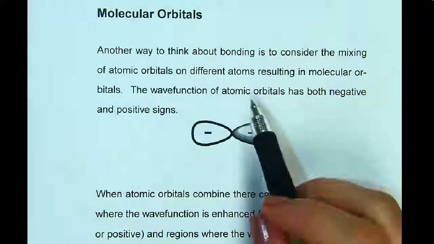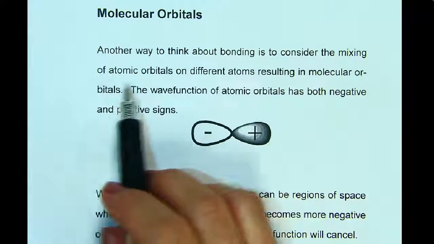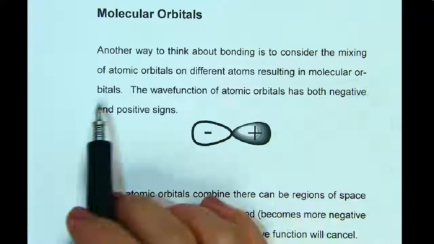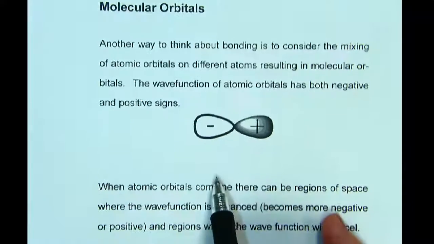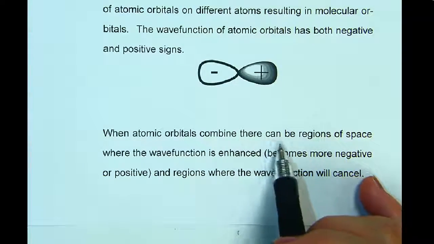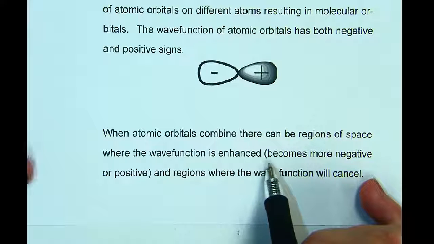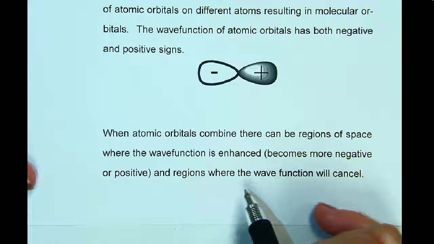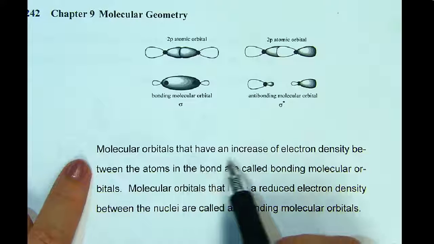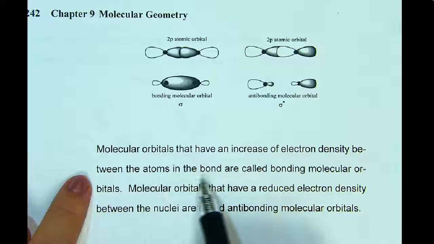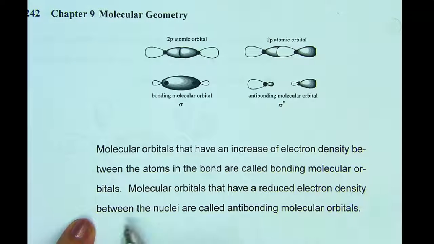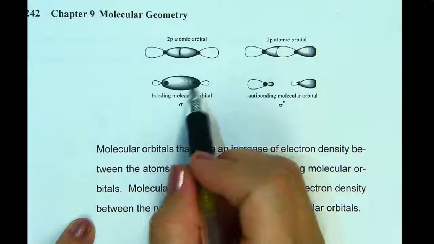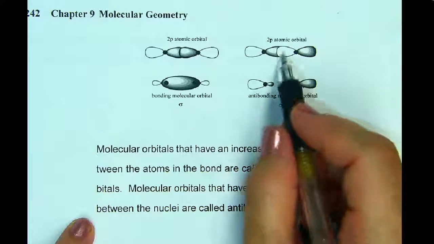And so this has a total of 1, 2, 3 sigma bonds, and it has one pi bond. Another way to think about bonding is to consider the mixing of atomic orbitals on different atoms resulting in molecular orbitals. The wave function of atomic orbitals has both negative and positive signs. When atomic orbitals combine, there can be regions of space where the wave function is enhanced and becomes more negative or positive, and regions where the wave function will cancel. Molecular orbitals that have an increase of electron density between the atoms in the bond are called bonding molecular orbitals. Molecular orbitals that have a reduced electron density between the nuclei are called anti-bonding molecular orbitals. So this is a bonding orbital, this is an anti-bonding orbital.